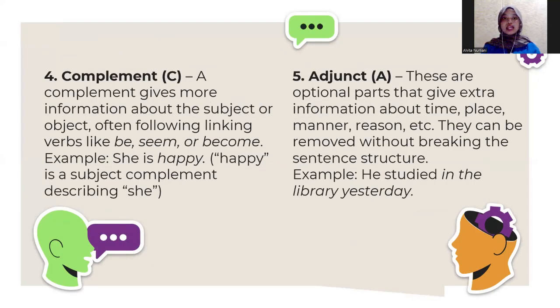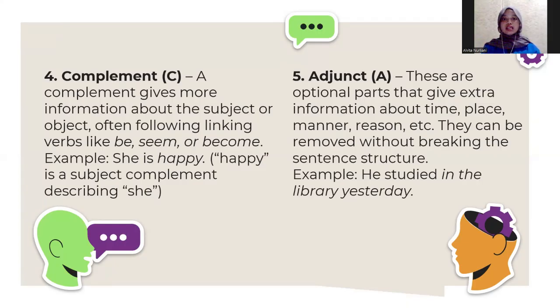And the fourth one is a complement. It is another part of a sentence that gives extra information to complete the meaning of the subject or the object. It often follows linking verbs like be, seem, or become, and it helps to describe or identify something in the sentence. For example, in the sentence "she is smart," smart is the complement that describes "she."